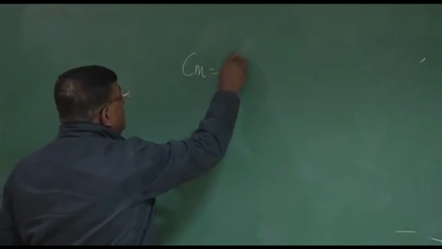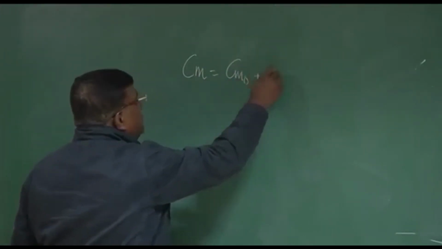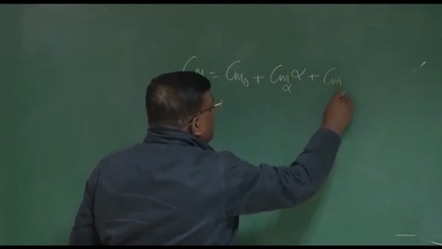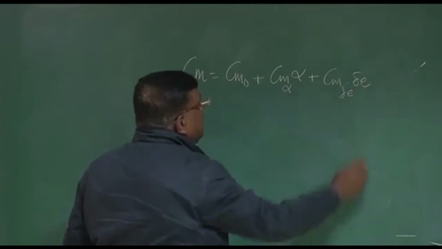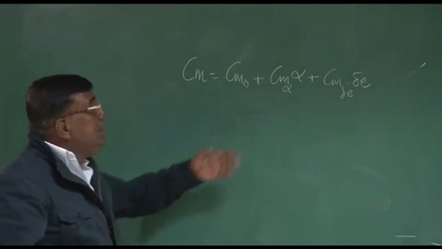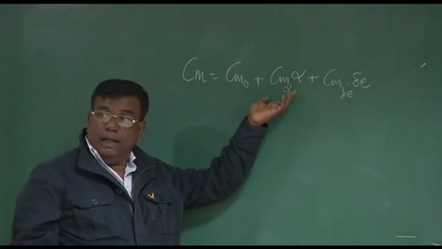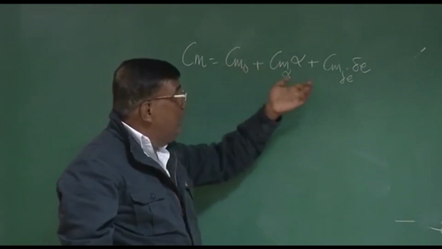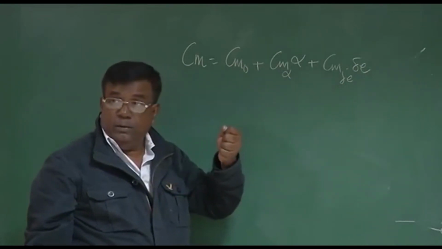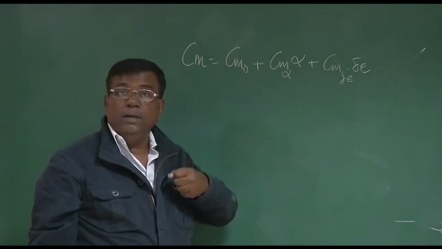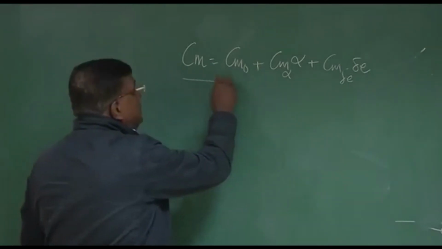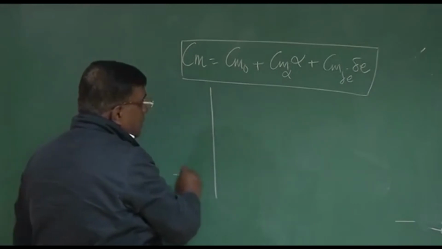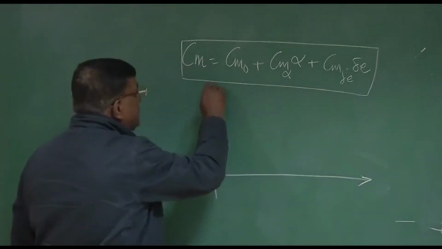You know, Cm is Cm naught plus Cm alpha into alpha because of angle of attack, and Cm delta E into delta E. This is coming from stability, right? This is coming from control. So if I have got an aircraft where Cm delta E is very strong, then I should be able to easily control the airplane. Okay? This is one, and you must be doing this.